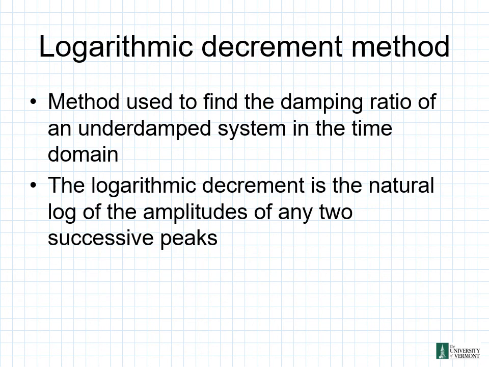So let's talk now about the logarithmic decrement method. This is a method used to find the damping ratio of an underdamped system in the time domain. So it's very specific: it's an underdamped system in the time domain. And the logarithmic decrement is the natural log of the amplitudes of any two successive peaks.